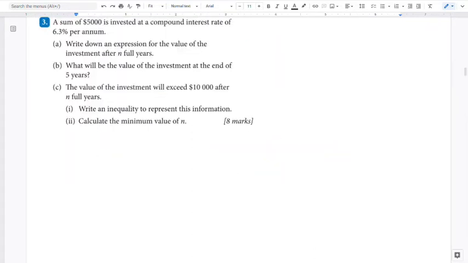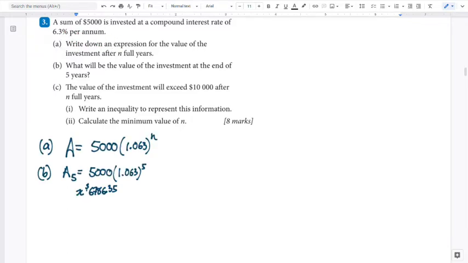Two more concepts then. Just want to point out that sometimes if they don't mention compounding periods, they just say annual interest, that's when we are going to assume that we're just dealing with the basic geometric sequence. Again, we start with n equals 0, not n equals 1. So after 5 years, the investment is worth $6,786. That's not really a big deal.